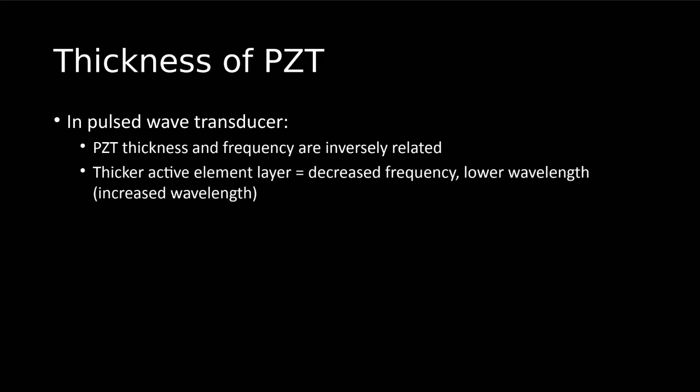And then our thickness. So this is all going to vary again on what type of pulse wave transducer you're using. But the thickness of your active element and the frequency are going to be inversely related. So the thicker that active element is, the lower your frequency is going to be. Therefore, the longer your wavelength will be. So you have a thicker active element, decreased frequency, and increased wavelength. And that kind of just makes sense, right? Because the thicker something is that the sound wave has to travel through, the longer wavelength we need and the lower frequency we need to get through it.